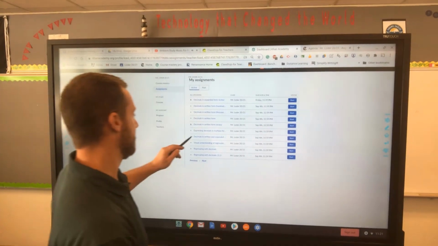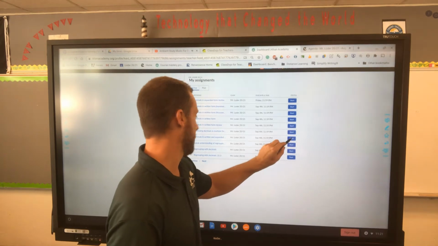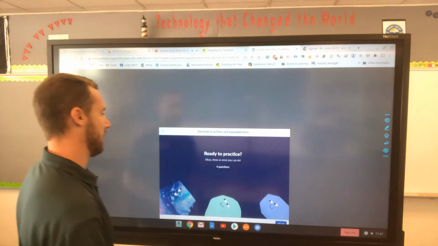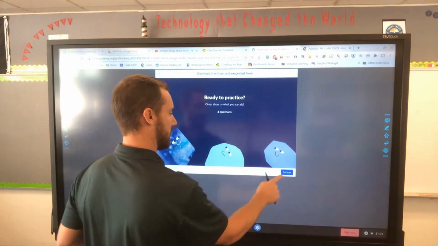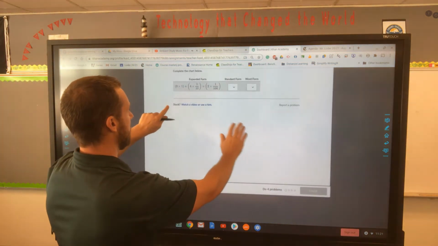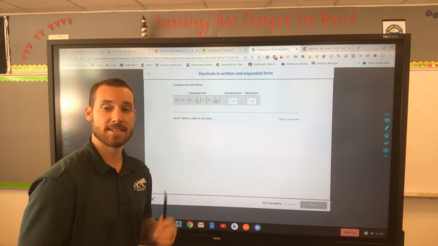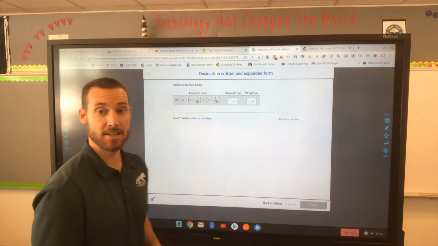Tuesday's math lesson, decimals in written and expanded form. Let's go ahead and click the start button next to that one. All right, we got 4 questions. Let's see what our first one is. It says complete the chart. It's giving us expanded form and it wants us to write it in standard form and in word form.